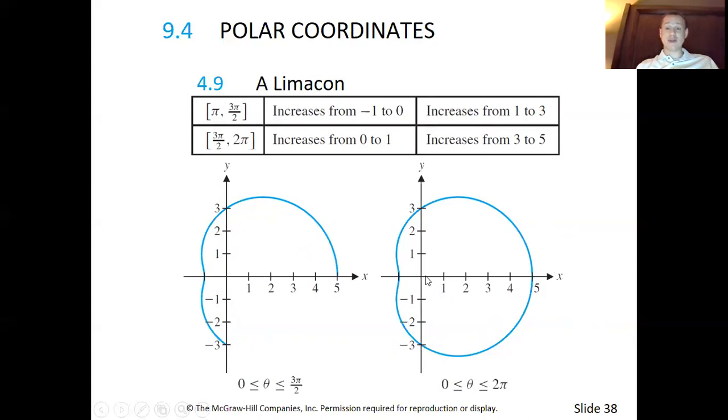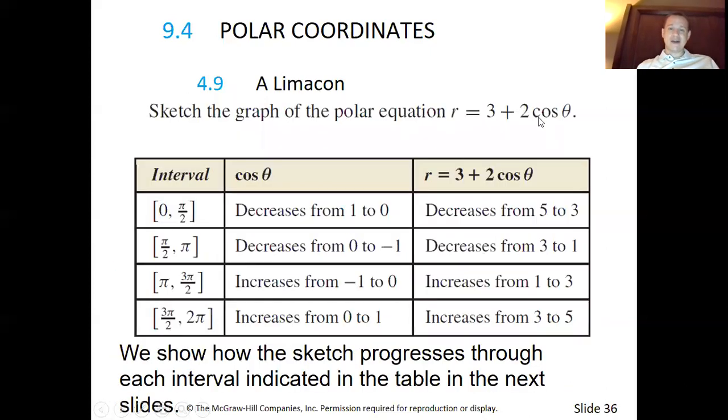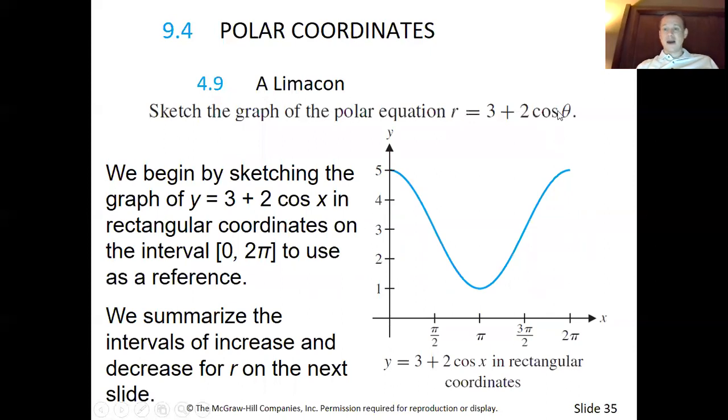Pick some common angles. Maybe try pi over 4 next. So let's go back to our equation. What happens at pi over 4? Well, they already got it all put out here for us, but at pi over 4, cosine of pi over 4 is square root of 2 over 2. 2 times square root of 2 over 2 is just square root of 2. So my radius is 3 plus square root of 2.